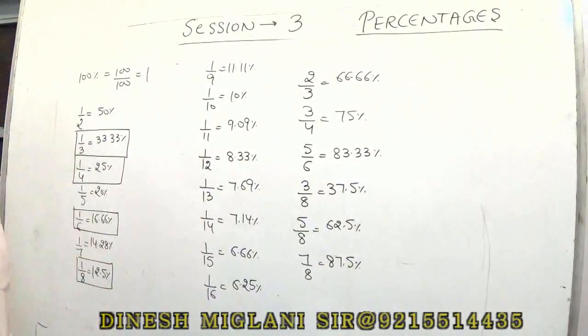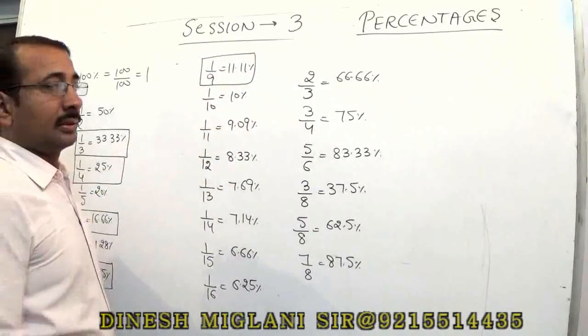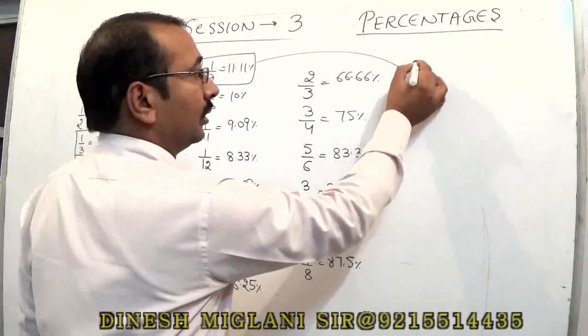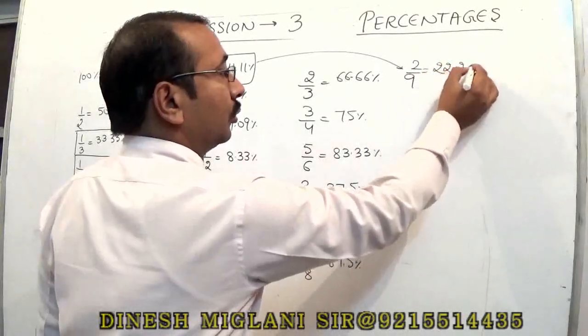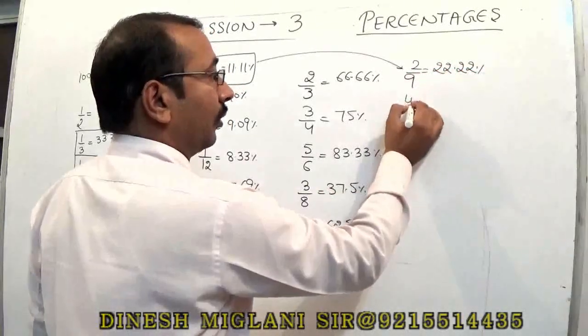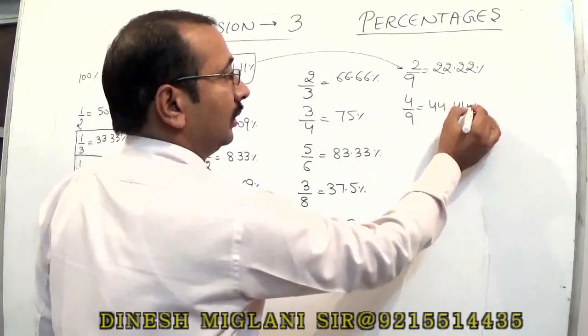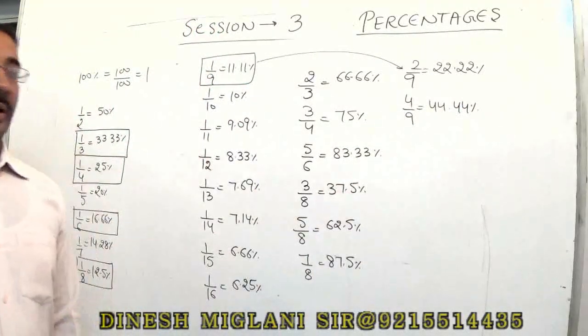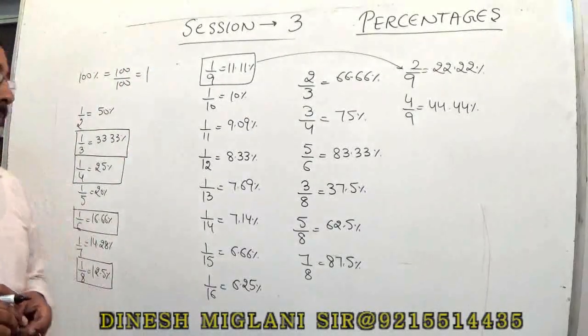In the similar line, 1 upon 9 is 11.11%. We can infer out of this 2 upon 9 22.22%, 4 upon 9 44.44%, 5 upon 9 55.55%. Idea is very simple.